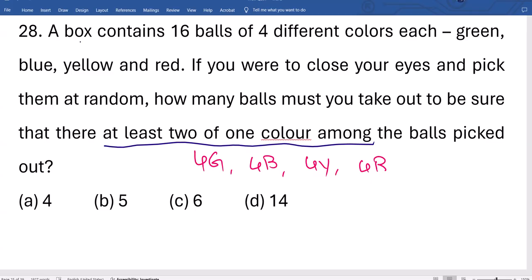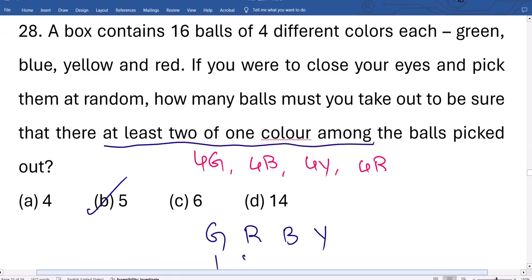5 is the correct answer. Minimum I have to pick 5. Then I'm damn sure I can say that there are at least two of the same color. How, sir? Let's say it's my bad day. First I pick this green. If it is a good day, the next also will be green, and within two I got two of the same color. But if it's a bad day, the first one green, second may be red, third may be blue, fourth may be yellow. All four are different.